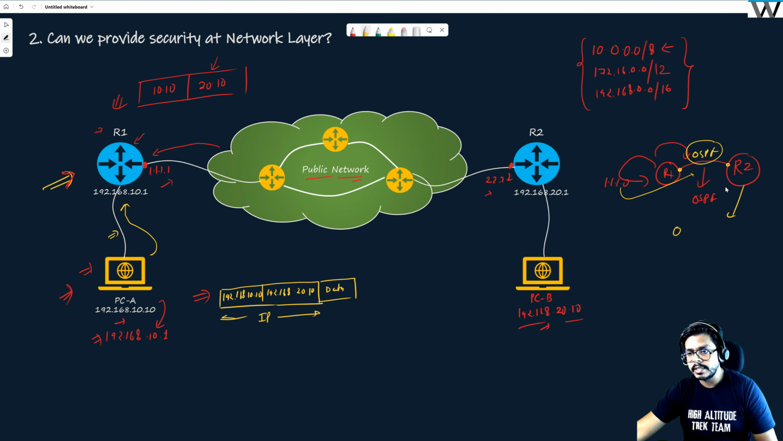It is going to say the route is learned via OSPF. If you want to reach 1.1.1.0, you can reach via R1, right? It is as simple as that. It's general routing, right? But here is my problem.